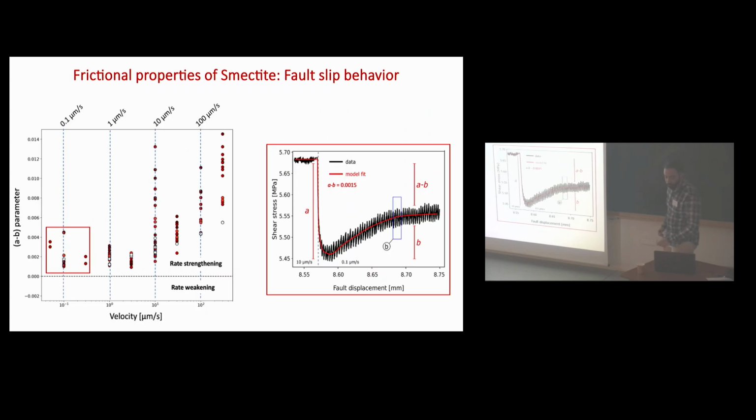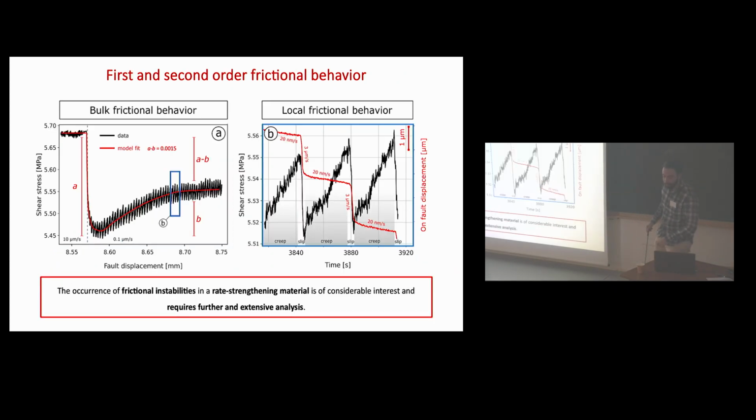But if we look more in detail at what is happening during the deformation of this material at very low velocity, approaching plate rates of a few nanometers per second, and at relatively low stress when it's frictional, we observe, superimposed on the velocity strengthening trend, a down step, so friction decreases with decreasing velocity, and we observe this oscillation in shear stress. And if you look at them more in detail, they are frictional instabilities.